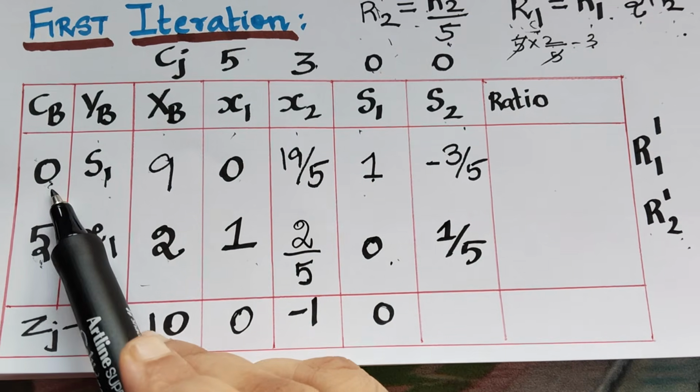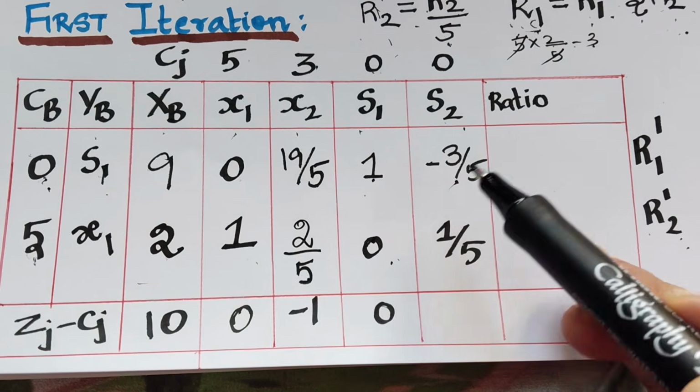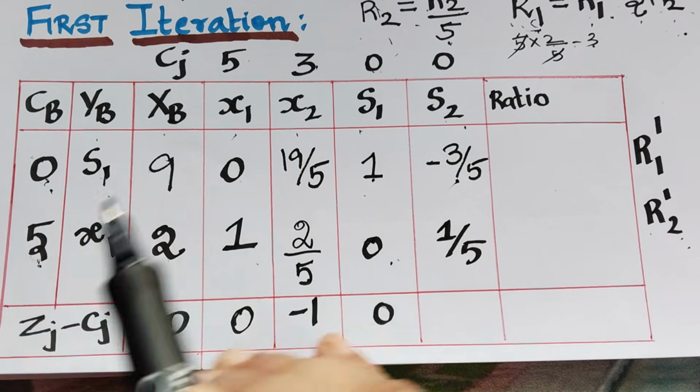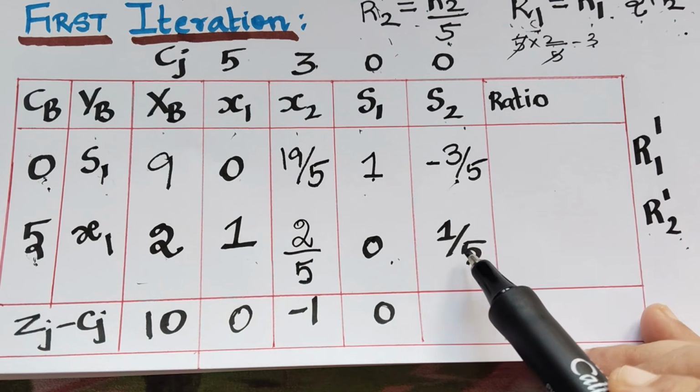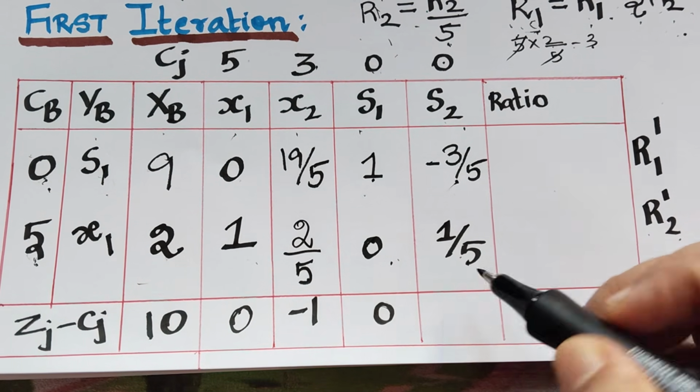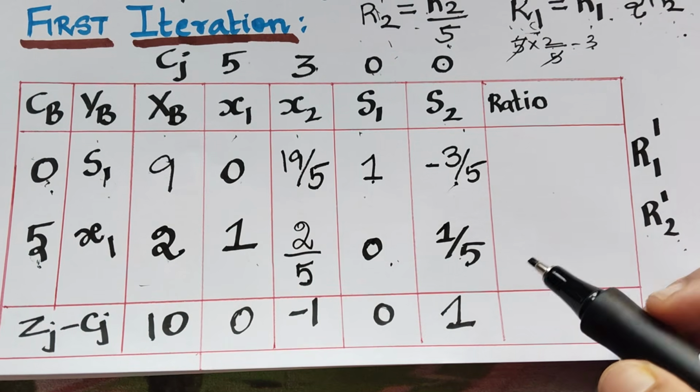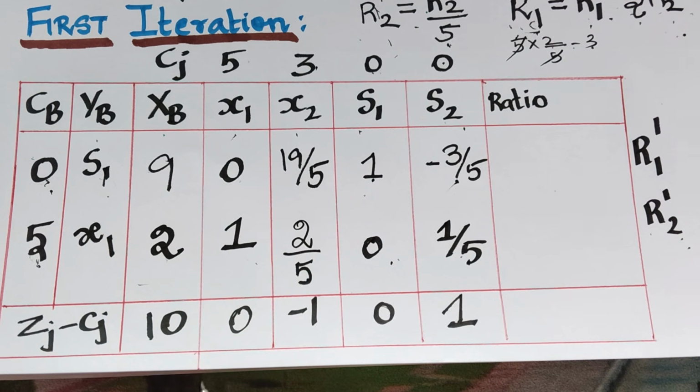Okay. So 0 multiplied with minus 3 by 5, which is 0, plus 5 multiplied with 1 by 5, which is 5 will get cancelled, 1. So 1 minus 0, it will be 1. So we have obtained all the Zj minus Cj values.